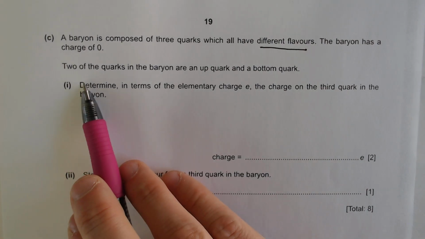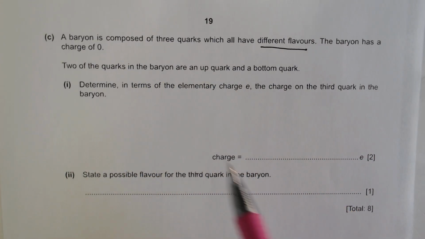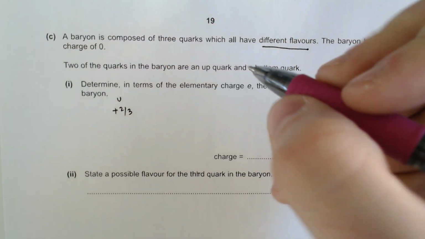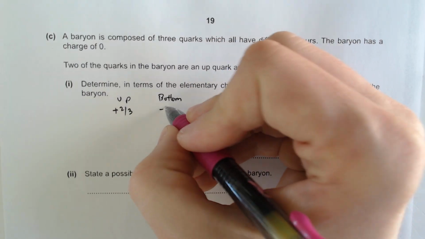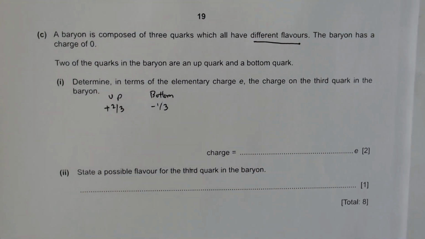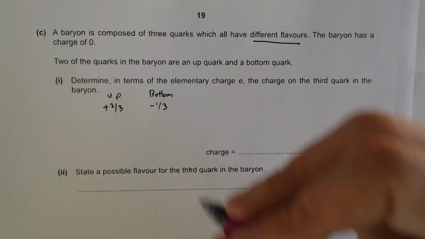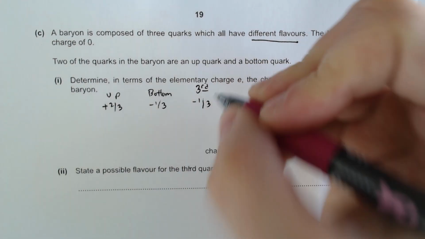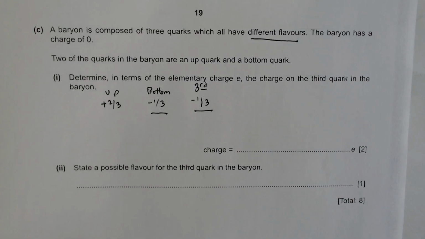So 2 of the quarks are an up quark and a bottom quark. All right. So the up quark will have a charge of positive 2/3. The bottom quark will have a charge of negative 1/3 of the elementary charge. The third quark will have to be a negative 1/3 as well. So that third unknown quark is also going to have to be negative 1/3, because negative 1/3 and negative 1/3 and 2/3 makes 0.